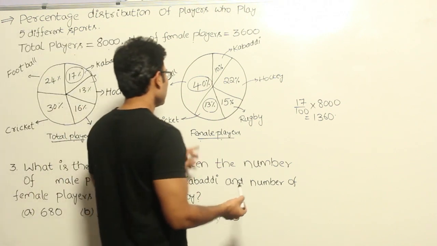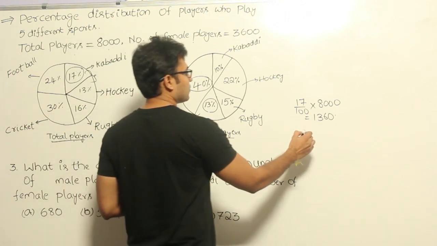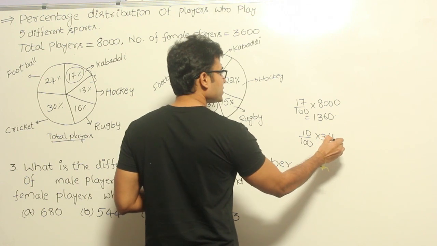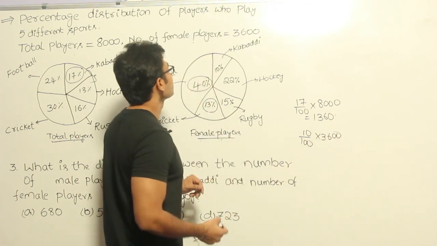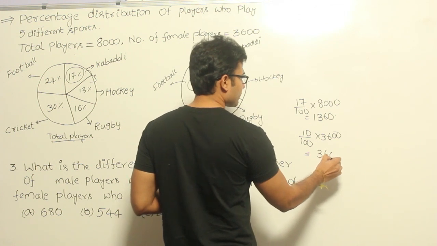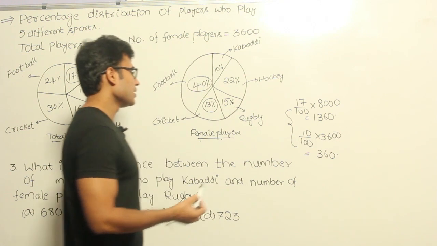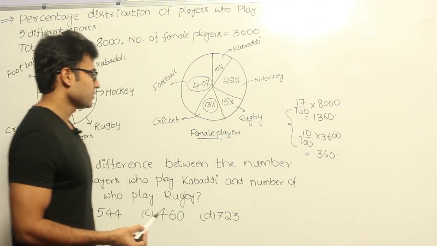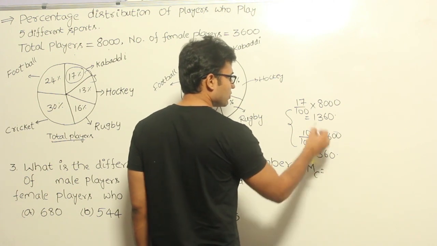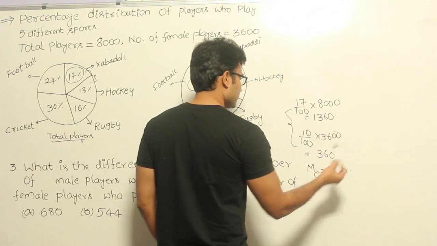So the total number of female players who are playing kabaddi is 10%, right? So 10% of what? 10% of 3600 total female players, right? So this is going to be 360. Now using these two numbers, you can find out how many male players are playing kabaddi. So the number of male players who are playing kabaddi is equal to 1360 minus 360, which is 1000.